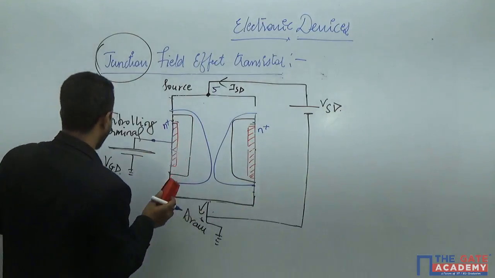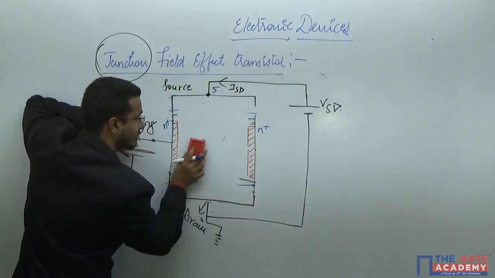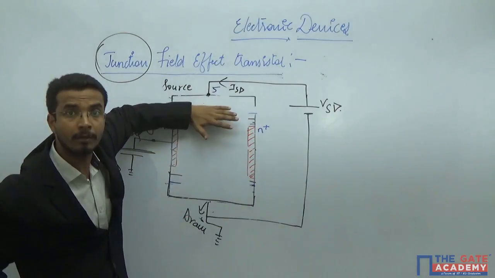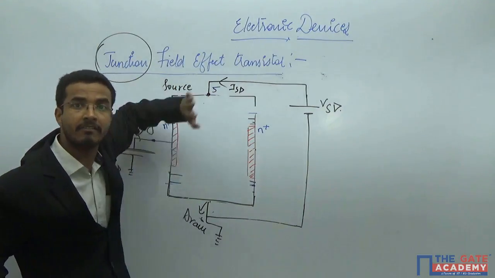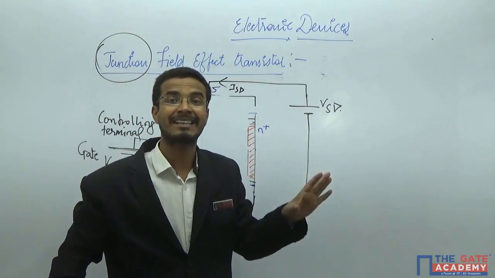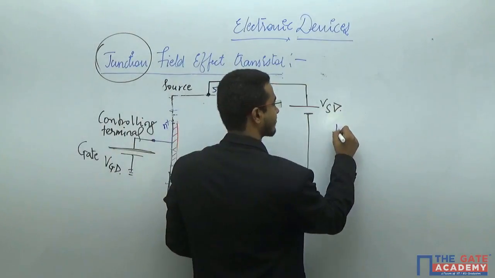If you are not providing VGS equals 0, then you can have the maximum width of the area. Because the area depends on the width of the device. If the width is maximum, the area will be maximum. And if the area is maximum, the current will be maximum. And that current is known as the IDSS.